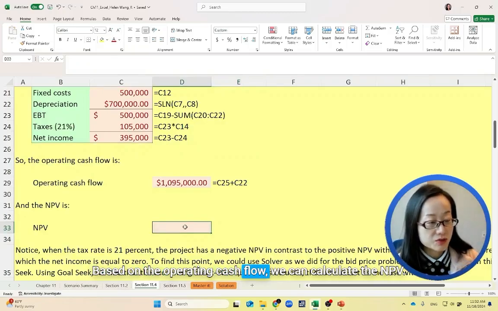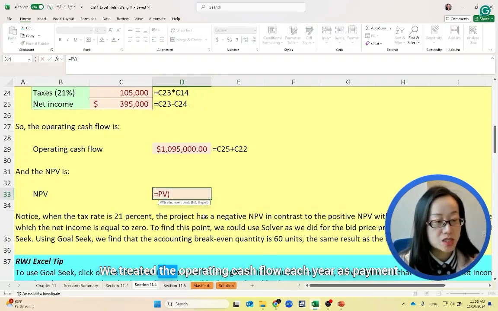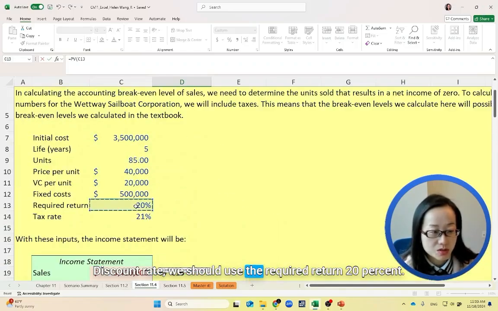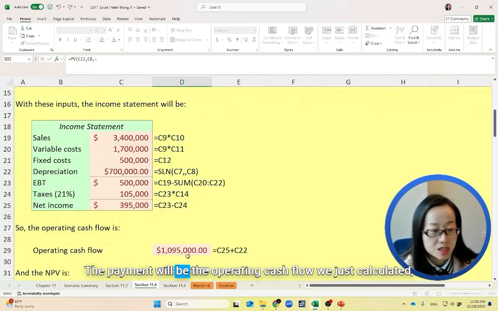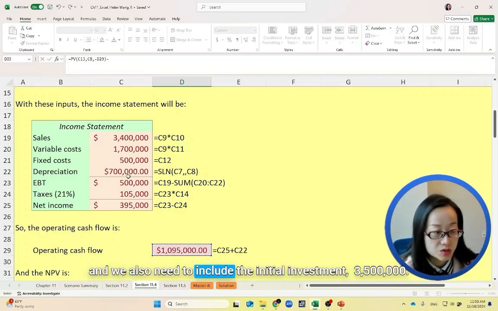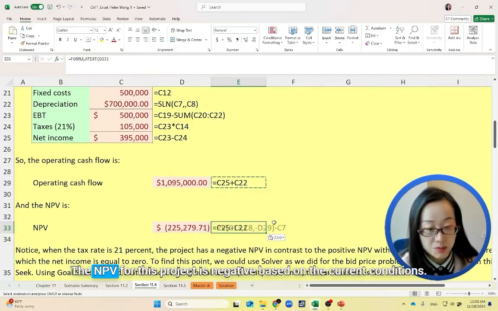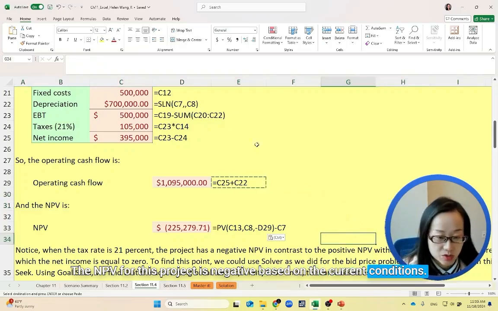Based on the operating cash flow, we can calculate the NPV. Remember, we used the PV function. We treat the operating cash flow each year as payment since they are the same cash flow every year, right? Discount rate, we should use the required return, 20%. Project life is 5 years. The payment will be the operating cash flow we just calculated. And we also need to include the initial investment, 3,500,000. The NPV for this project is negative based on the current conditions.